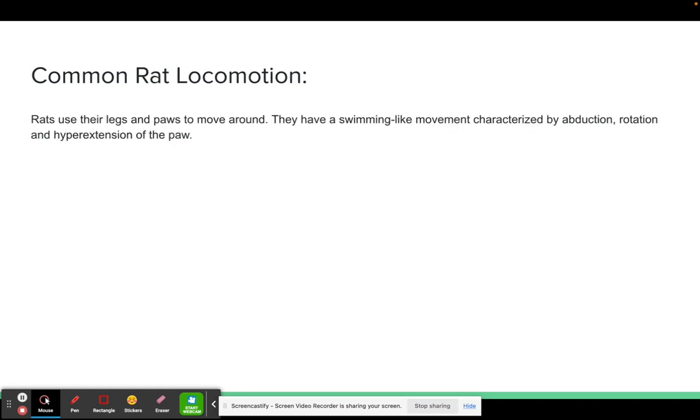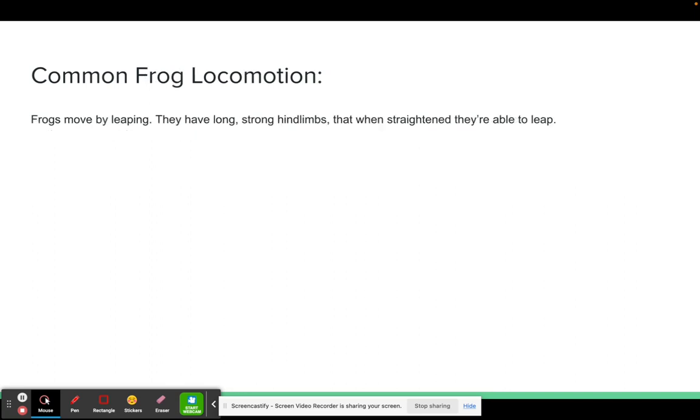Common rat locomotion is that rats use their legs and paws to move around, and they have a swimming-like movement characterized by abduction, rotation, and hyperextension of their paws. For frog locomotion, frogs move by leaping, and this is why they have long, strong hind limbs that, when straightened, allow them to leap pretty high.